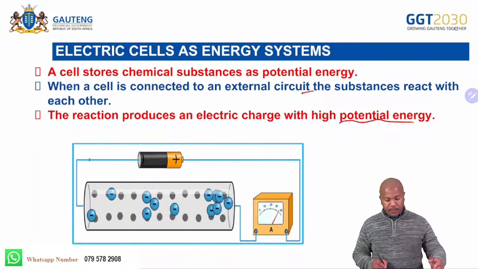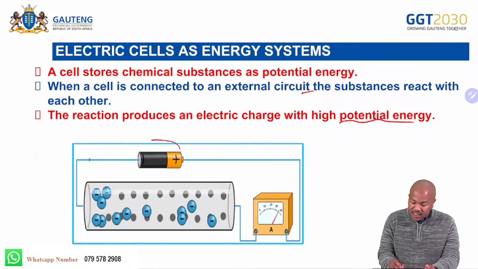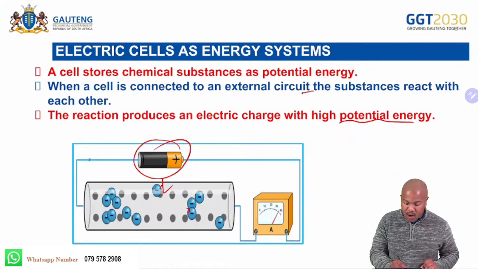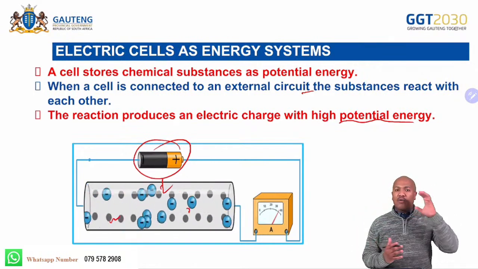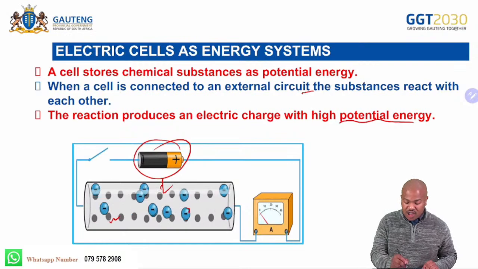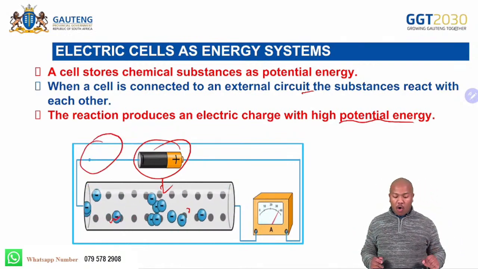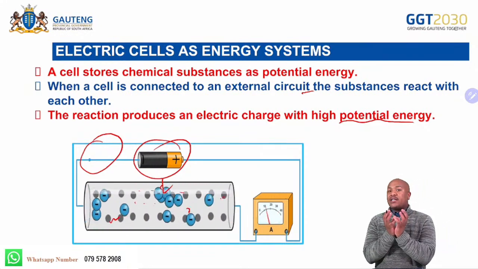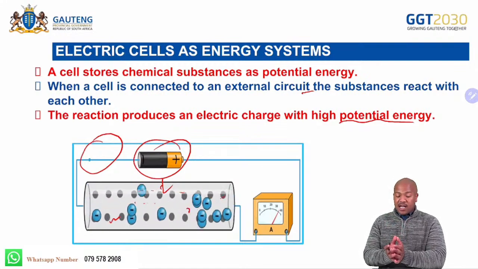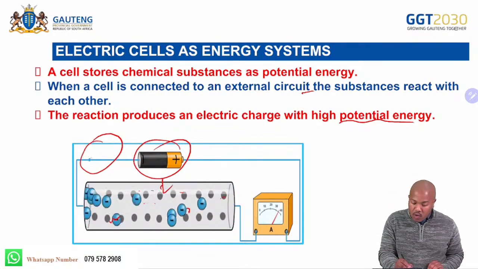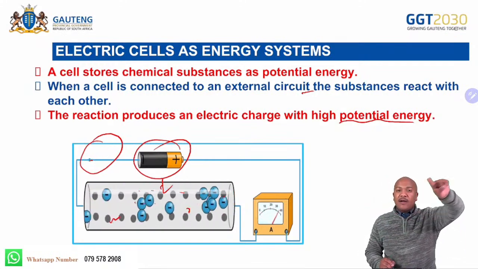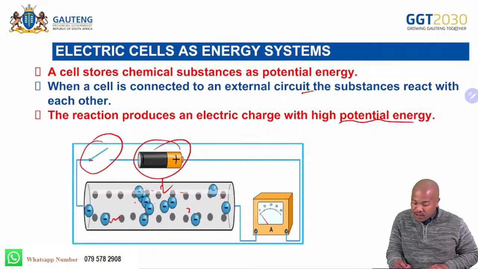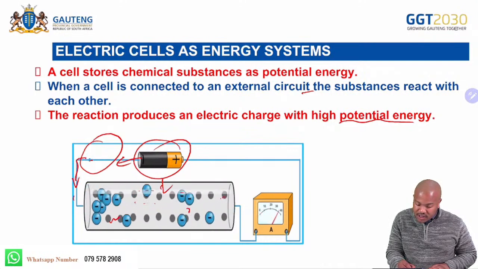Here's an example again. This cell has a lot of potential energy, hence you see the electrons moving around. Now I want you to look carefully at this switch. When this switch is open, the chemical energy is still stored in this cell, waiting to be used. And now the switch closes. There becomes a flow of electrical charge in that circuit. Remember, I said they move from the negative terminal to the positive terminal, right?